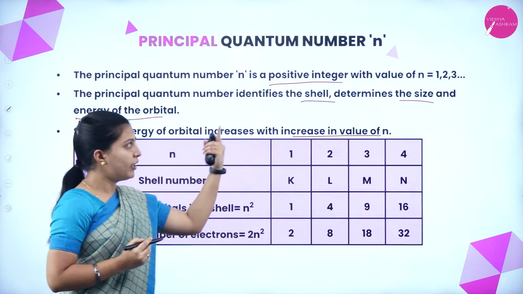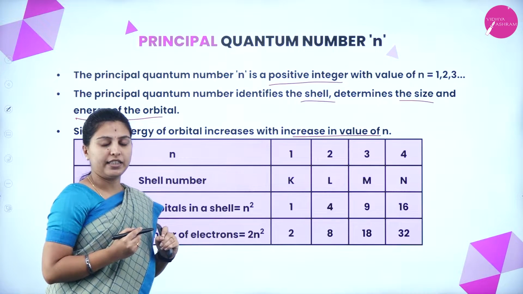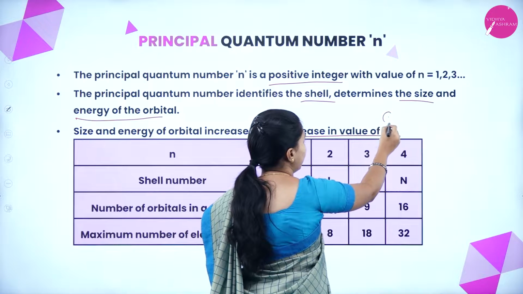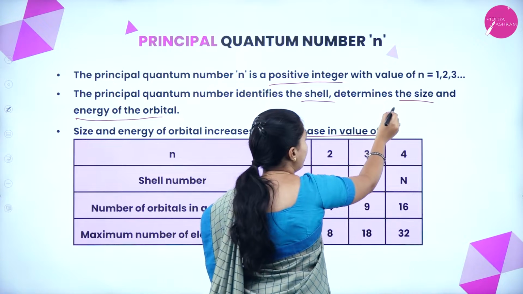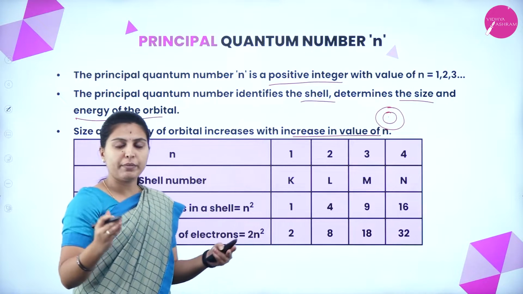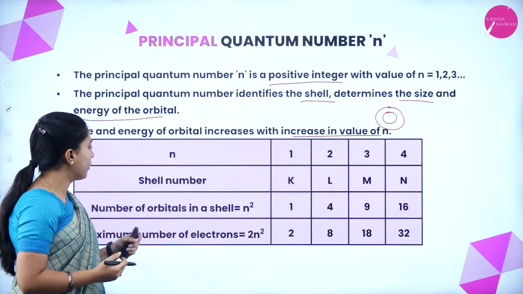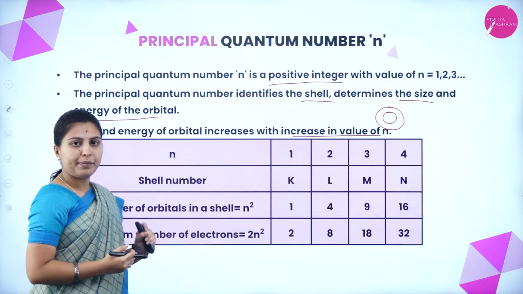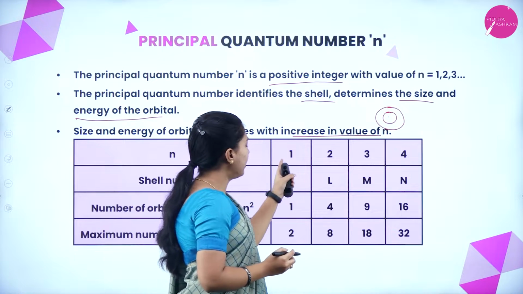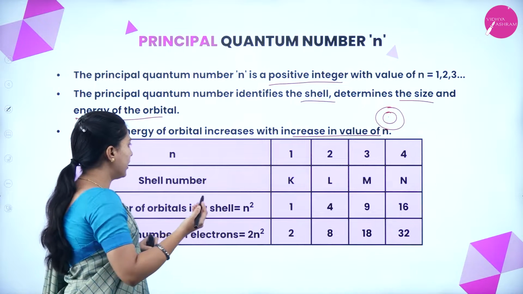Whenever the n value is increased, the energy and size will increase. That we know. If n1 has this much size, n2 will have a larger size. Then as the size increases, the energy will also automatically increase. This is the overall representation of n. We have considered 4 levels here, 1, 2, 3, 4, and it will keep on continuing.